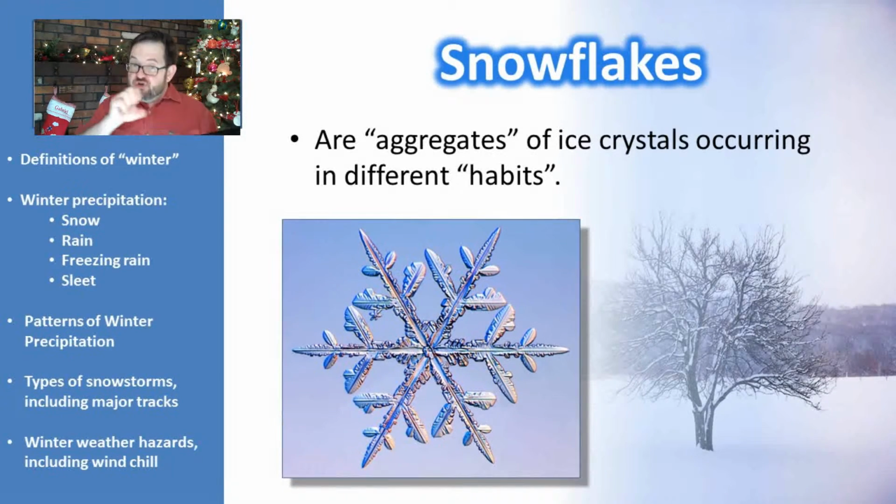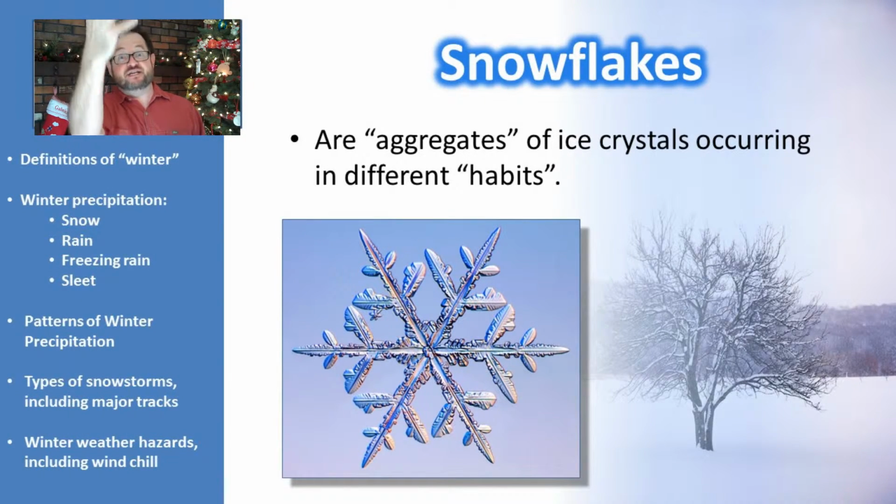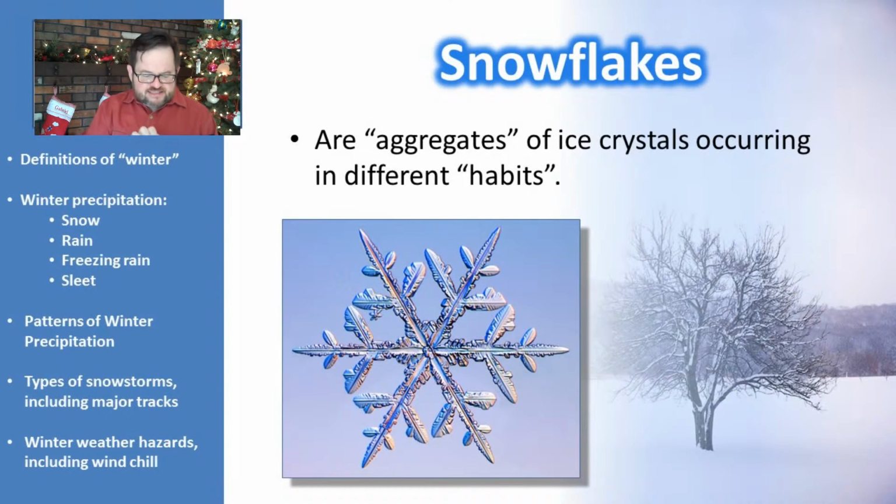But they grew there. It wasn't like collision and coalescence, where as the ice crystal fell, it hit other ice crystals and they froze on in that pretty pattern. No, they grew. But they are not a single ice crystal, they're a variety of different ice crystals, each of which occurs in a different shape called a habit.